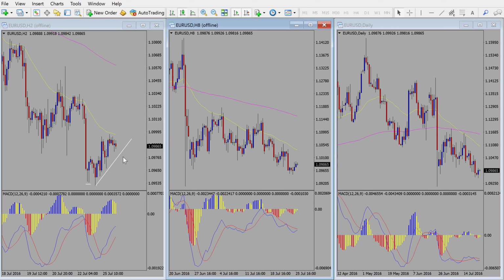So once again, we're looking for a sell on a break of this trend line, profiting lower lows, the Brexit lows, and our stops above this most recent high.